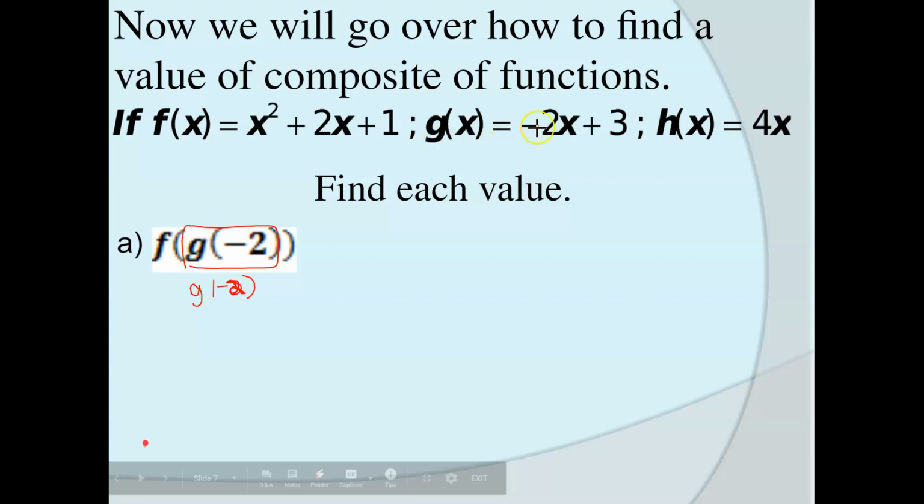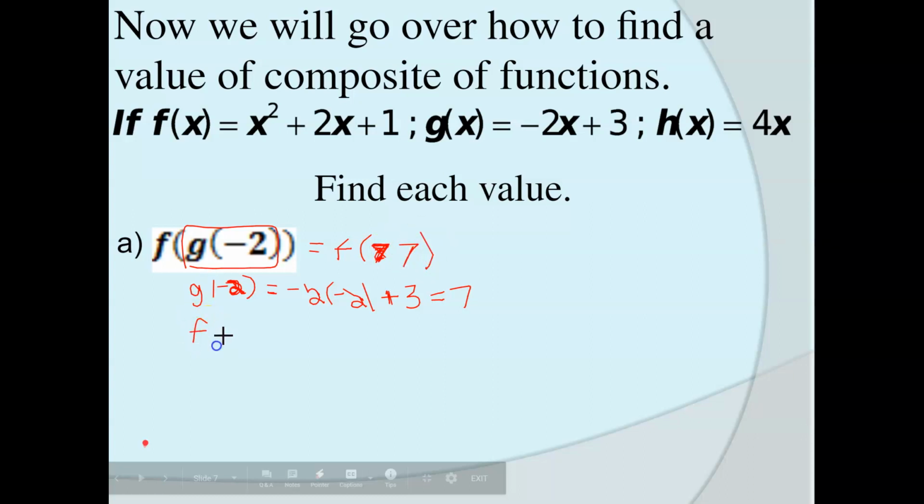So g of negative 2 would be negative 2 times negative 2 plus 3. So you get negative times a negative is a positive 4. 4 plus 3 is 7. So really this is like saying find f, and instead of g of negative 2, you replace it with 7. So it's like saying, okay, find f of 7.